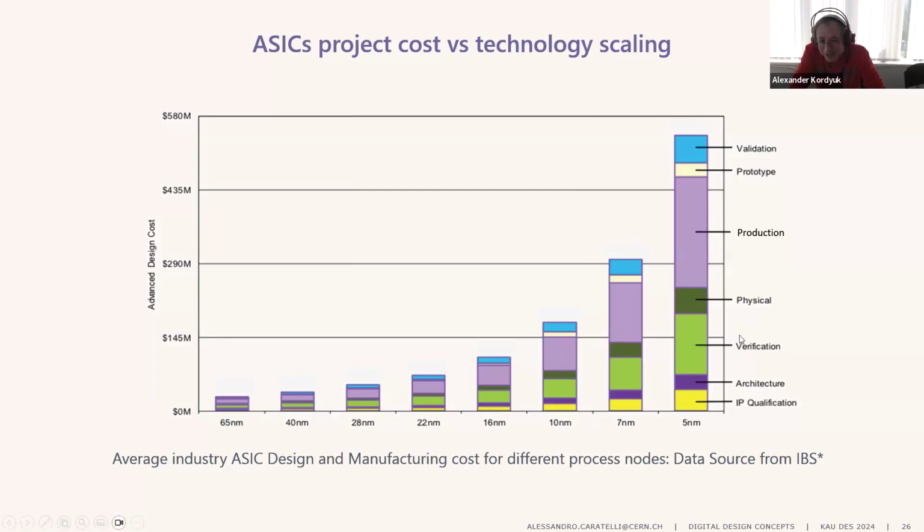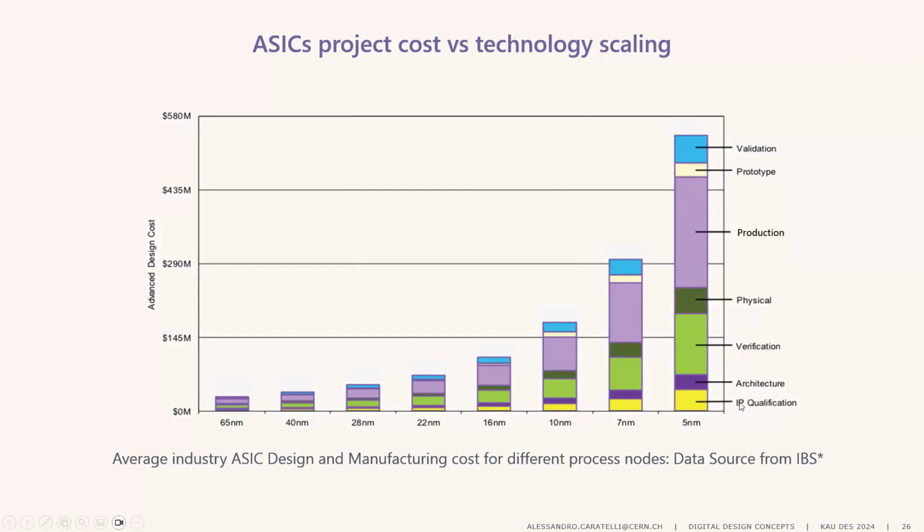So generally, at 5 nanometer, all the components are more expensive, all the components which you show here: production, physical design and verification, everything is more expensive. This is an image that I found online, but yes, there is also more complexity in the design and verification.